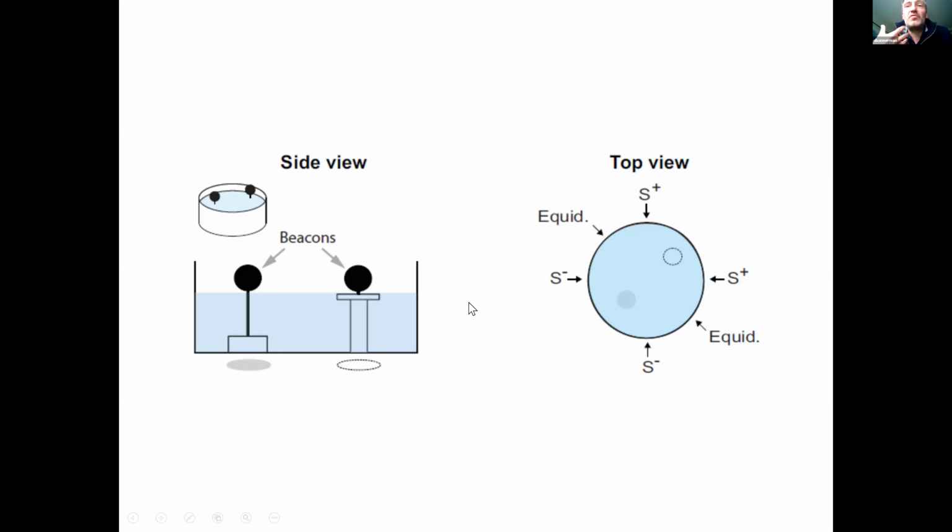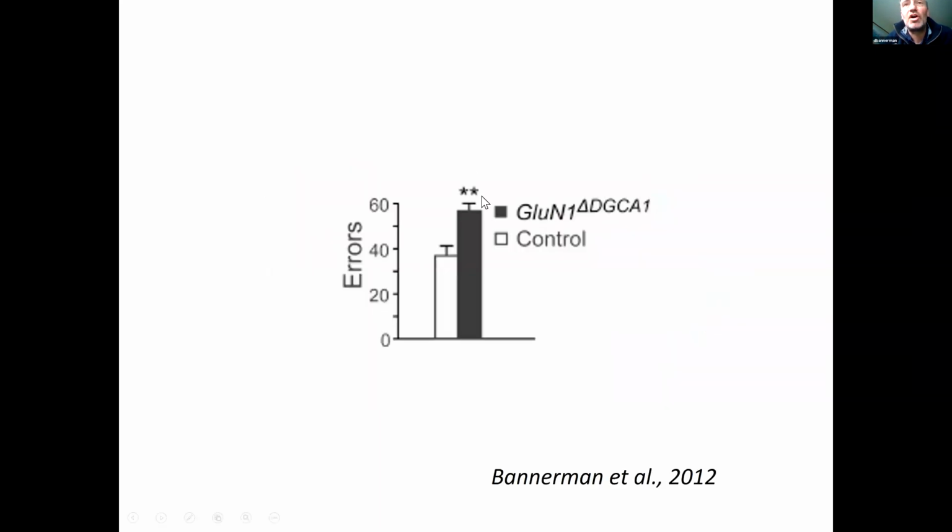So they know exactly where the platform is relative to the cues around the room. But what we also found was that if we scored their performance in a different way, so if we counted the number of errors that they made, so the number of times that they swam up to the wrong black football, then actually what we found was a massive increase in errors in the hippocampal NMDA receptor knockouts. So they were much more likely to swim up to the wrong black football. So they made a lot more errors during training.